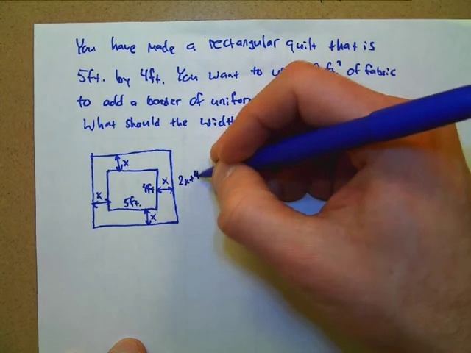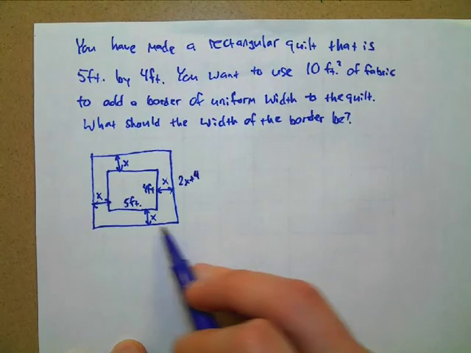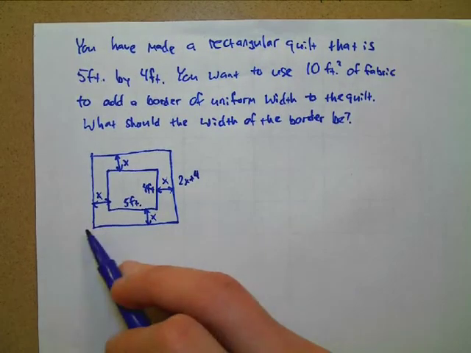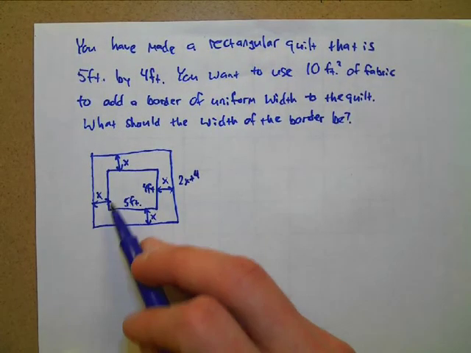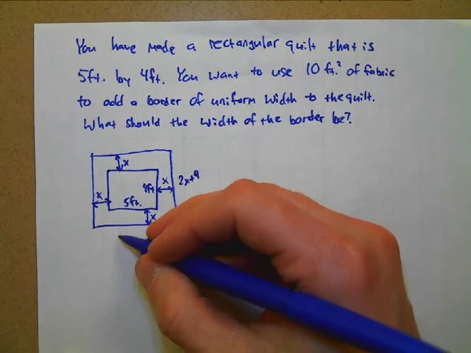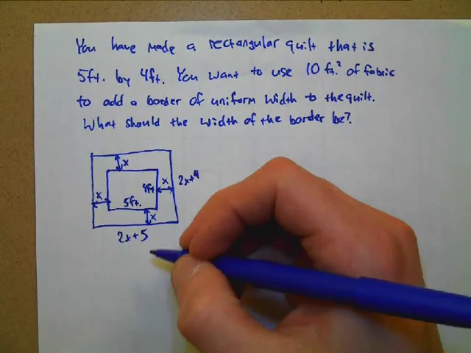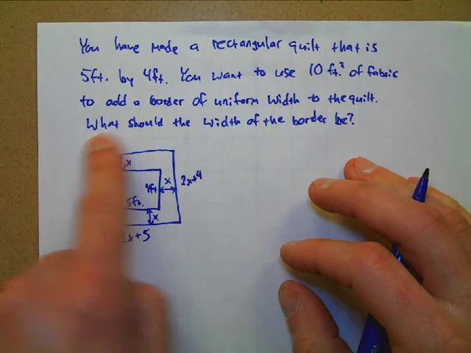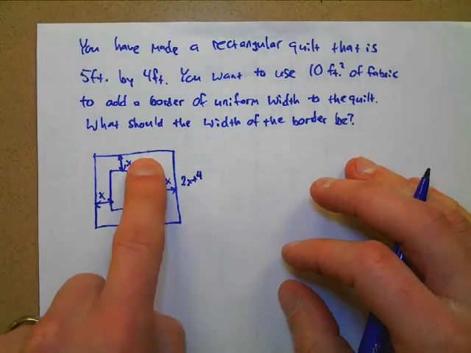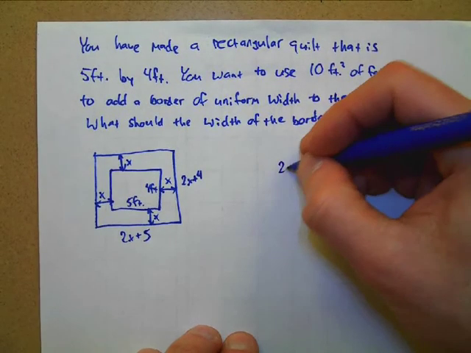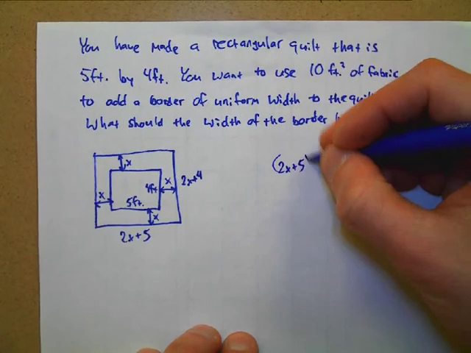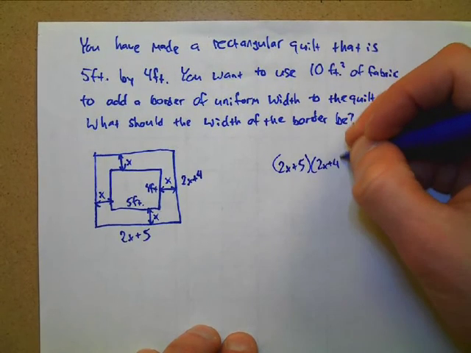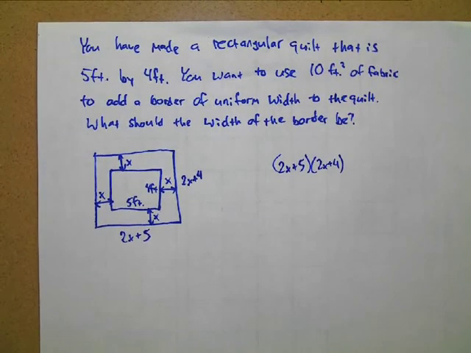Okay? What is this going to be? Yeah, an x plus a 5 plus an x, right? So 2x plus 5. Okay, so the area of the entire quilt with the border is 2x plus 5 times 2x plus 4.